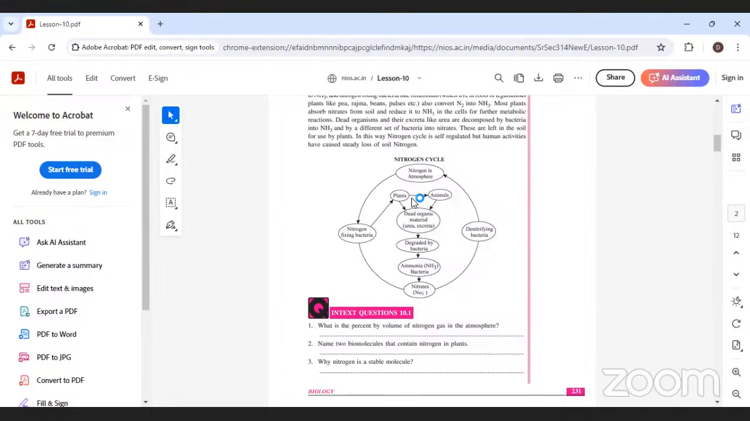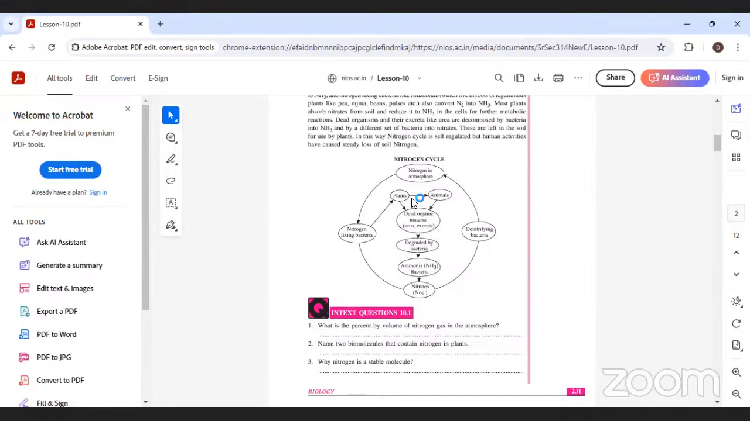The third one, the conversion of ammonium cations to nitrite and nitrate. This process is called soil nitrification, which is completed by two types of bacteria. One is Nitrosomonas, which converts NH4 ions into nitrites, and Nitrobacter converts nitrites into nitrates.